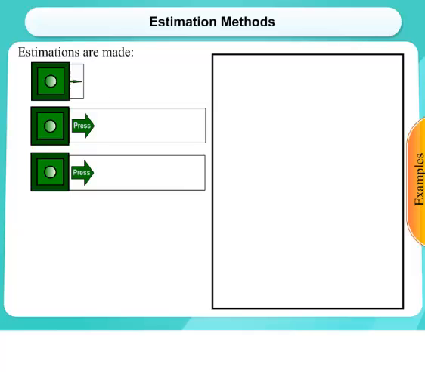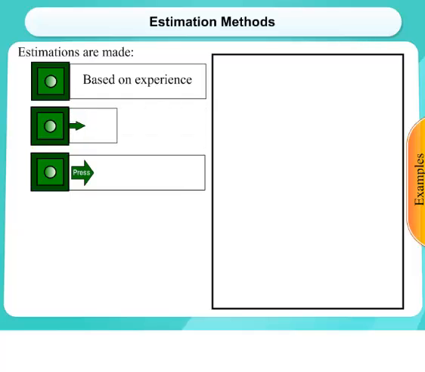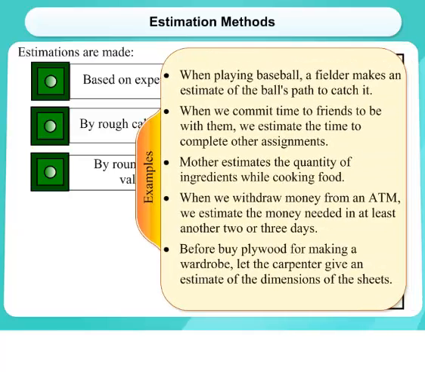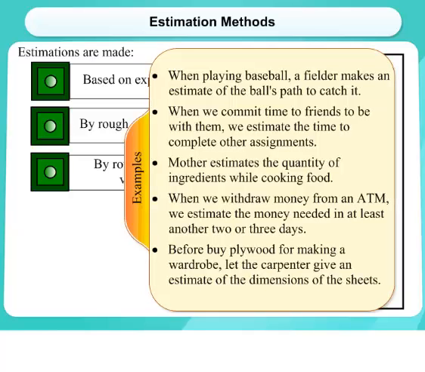Estimations are made based on your experience. They're also made by rough calculations. They don't have to be exact. And we are rounding off values to get the estimates. Here are some examples of when we do use estimation in daily life. If you'd like to read those, you can stop the video and read them.